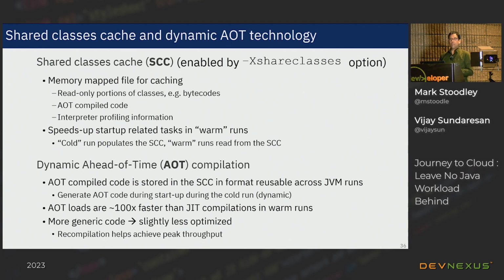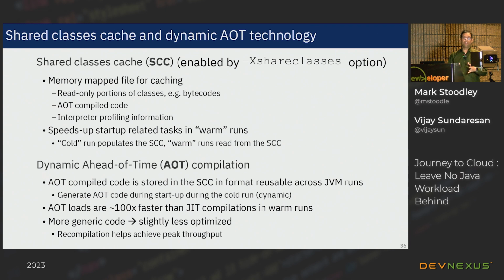We generate the AOT code, again transparently, during startup time. Just as we're populating the shared class cache, we're generating AOT code and putting it into the cache. And then when we load the AOT code out of the cache, that is about 100 times faster than doing a JIT compile, because the work has already been done. The code is sitting there, you just need to pull it into this invocation of the JVM.